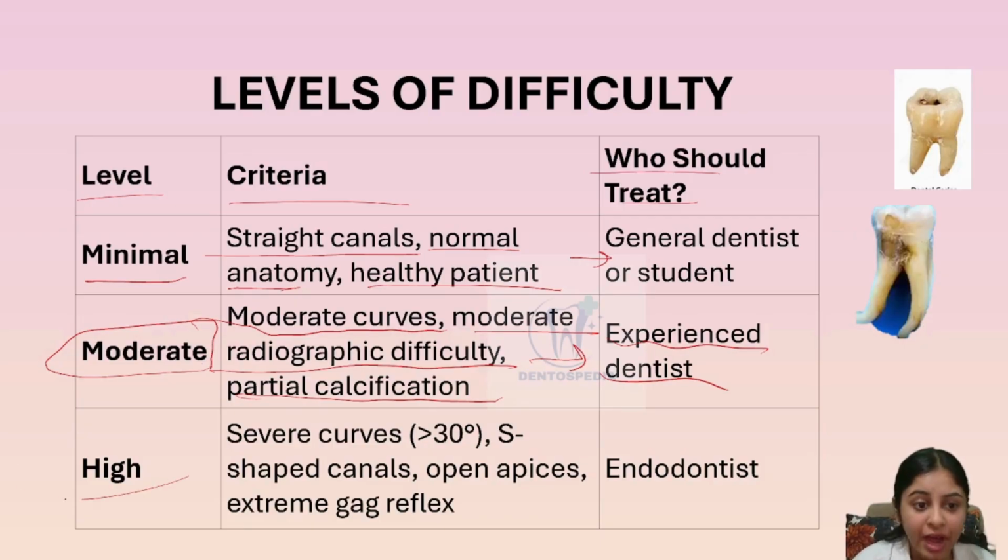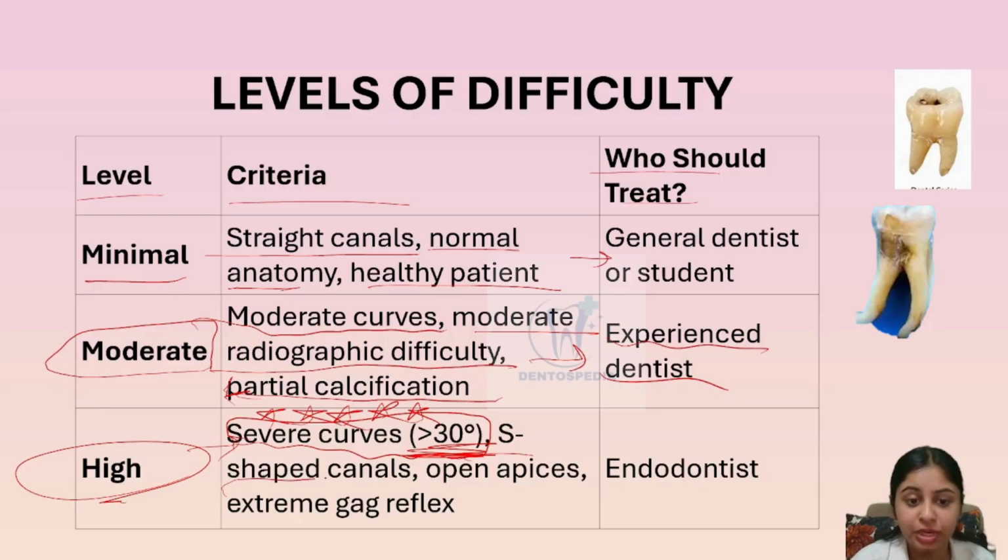And in the case of high difficulty, the tooth has severe curvature, that is more than 30 degrees, very important from the exam point of view to remember this degree, that is more than 30 degrees, or S-shaped canals or open apices or extreme gag reflex that the patient has. So in the case of these high difficulty cases, an endodontist should treat it.